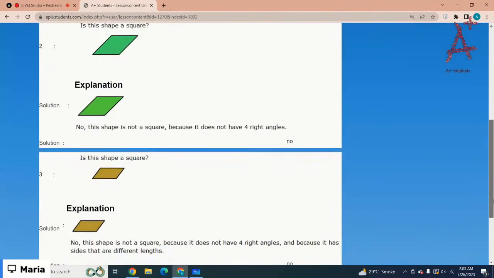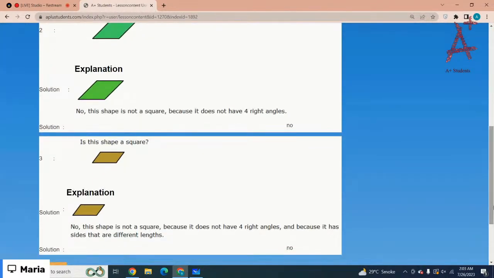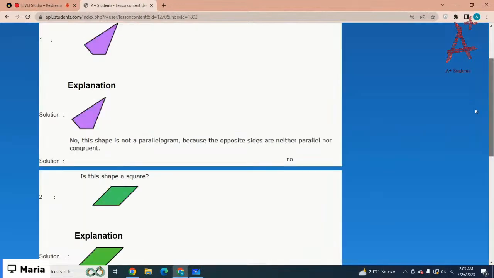Okay, is this shape a square? No, this is not a square because it does not have four right angles and because it has sides that are different lengths. You can see the opposite two sides have different lengths. So this is not a square. A square has all four sides equal in length. Let's just start with the practice questions.